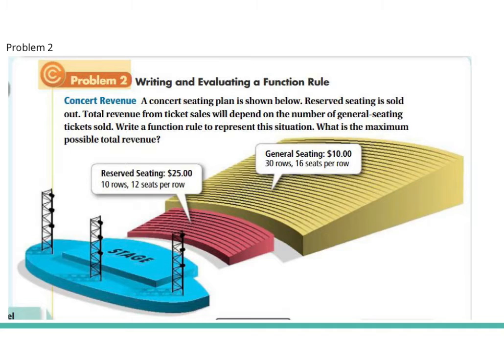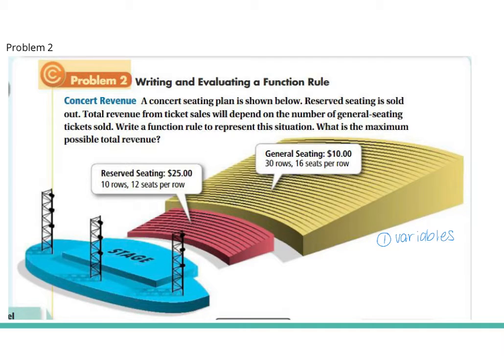Total revenue from ticket sales will depend on the number of general seating tickets sold. Write a function rule to represent this situation. What is the maximum possible total revenue? Okay, so what we have to do is first identify what our variables are. Based on this problem, there's two things that will be our variables. What do you guys think that they are? Roy, give me one of them.